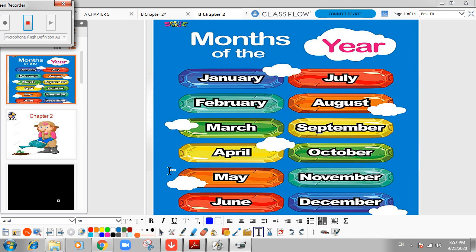Who can tell me how many months are there in a year? Excellent, 12 months in a year. What are they? January, February, March and April, May, June, July and August, September, October, November and finally December.